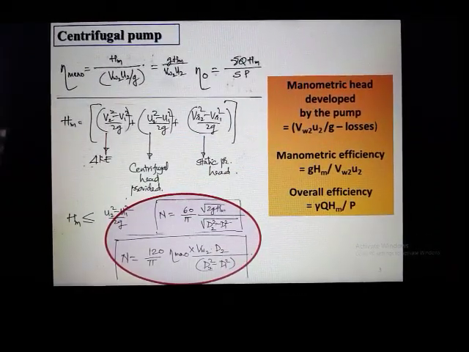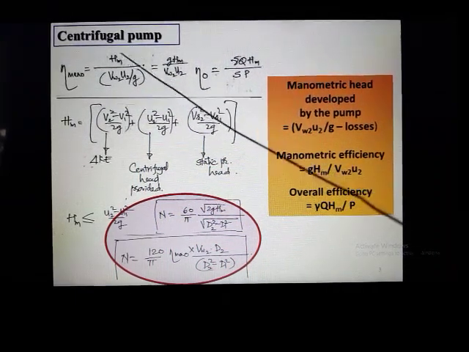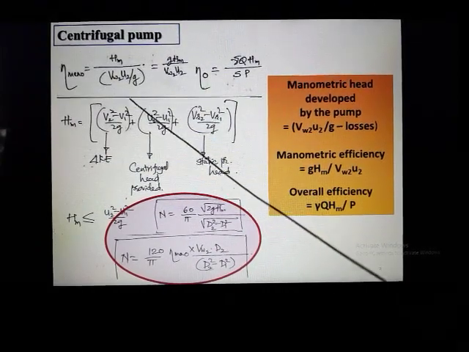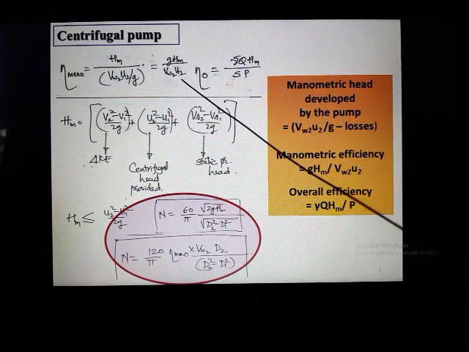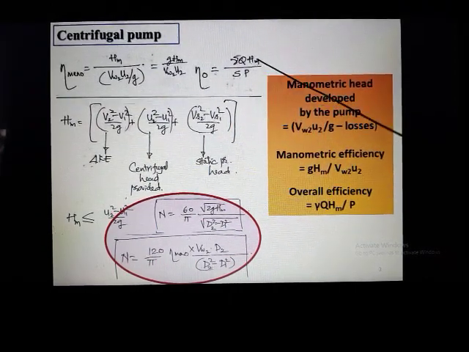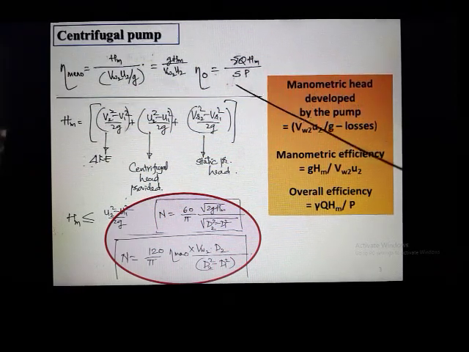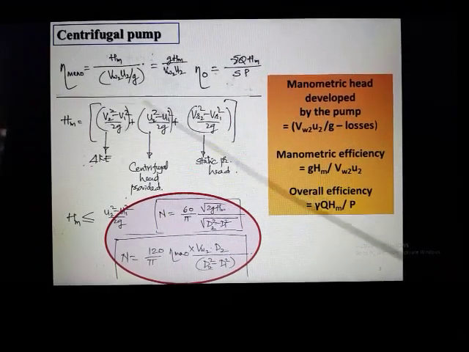There's one more set of equations. Manometric efficiency is given by manometric head developed divided by work done by the impeller. So g HM divided by Vw2 U2. Then we have overall efficiency, rho g Q HM, where HM is manometric head, divided by shaft power put into impeller.